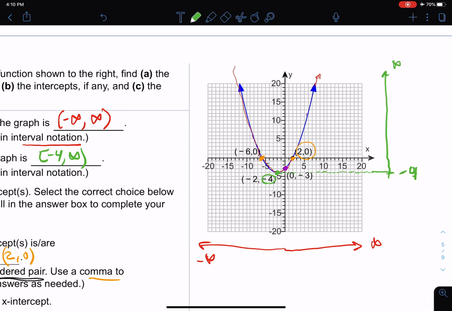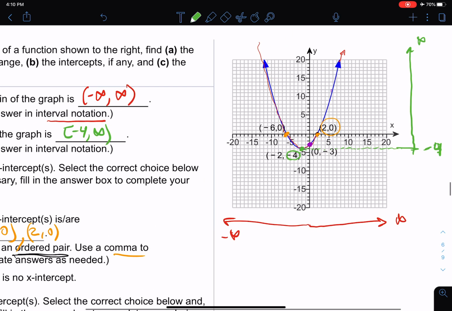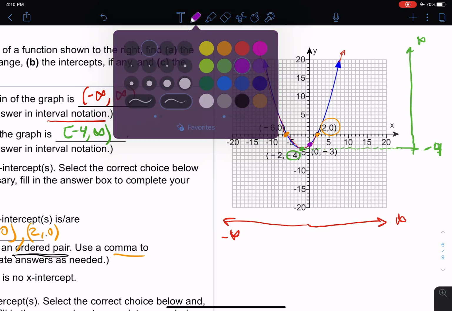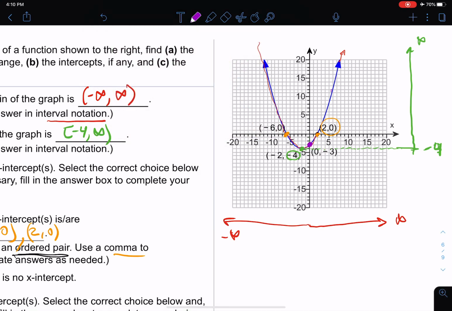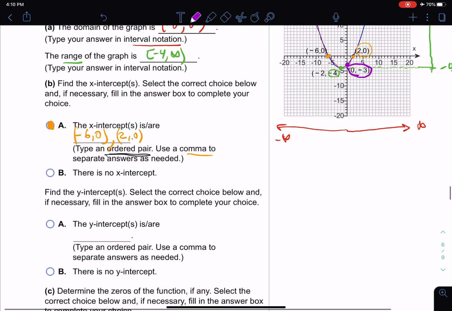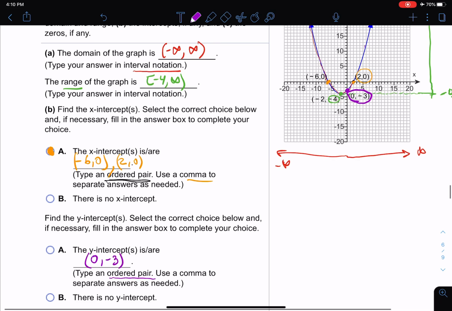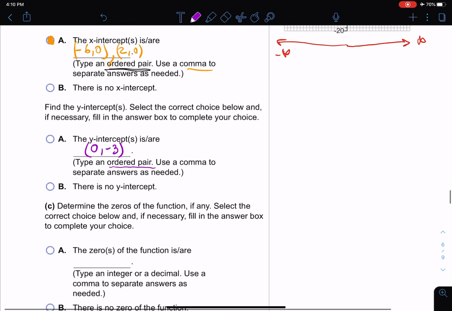Okay, so the x-intercepts, we got that. Now we're trying to find the y-intercept. I guess I was doing it in purple. Now I can because I've got the other thing straightened out. That's my y-intercept. It's where it's crossing the y-axis, and the y-intercept is right there. Be careful. What does it say to do? It says the y-intercept, type an ordered pair, and there's only one ordered pair, 0, -3 is my y-intercept. It's where the graph is crossing the y-axis. What else do we have?